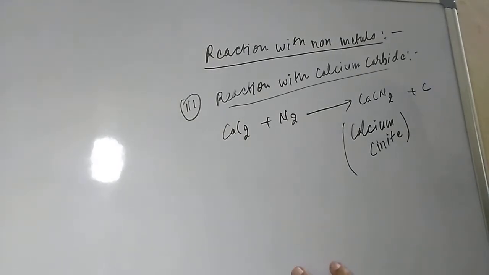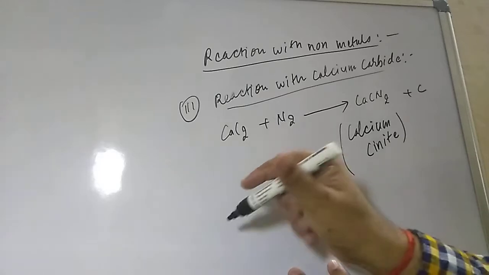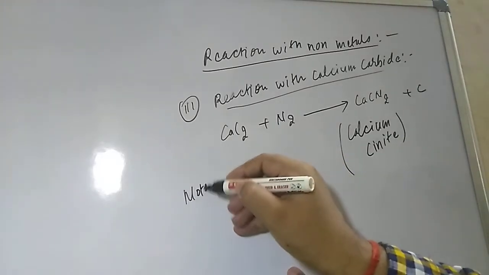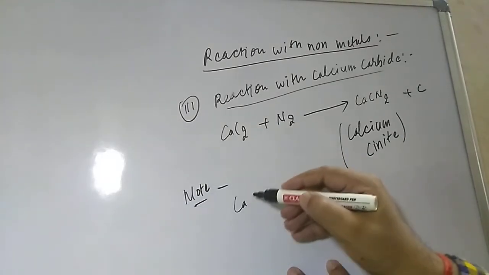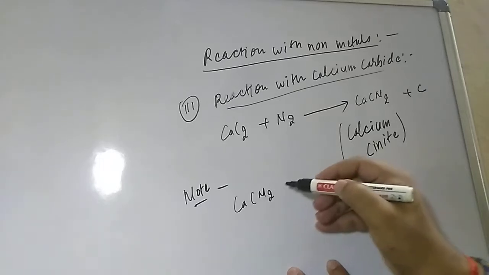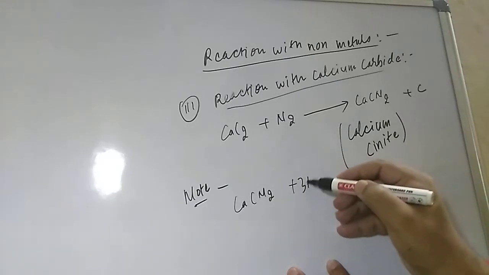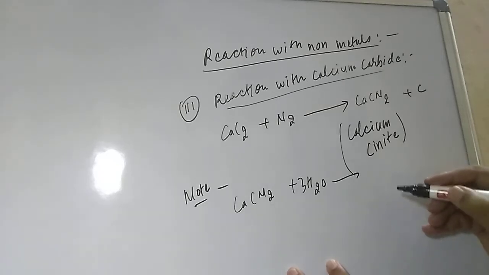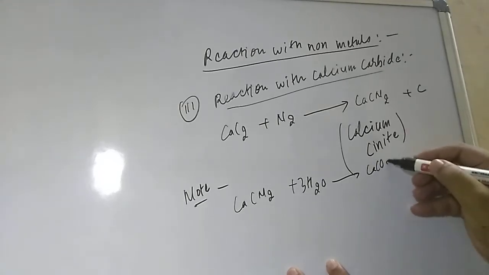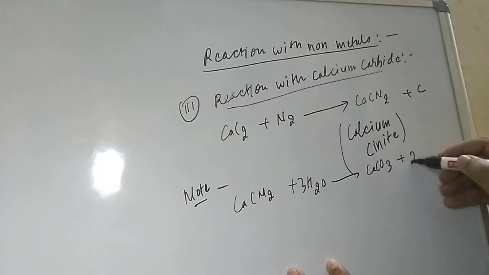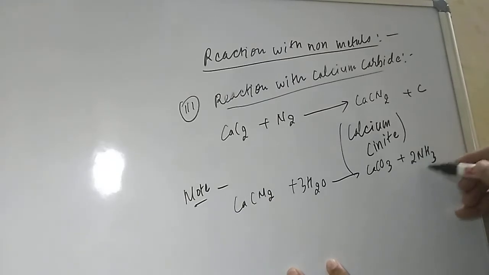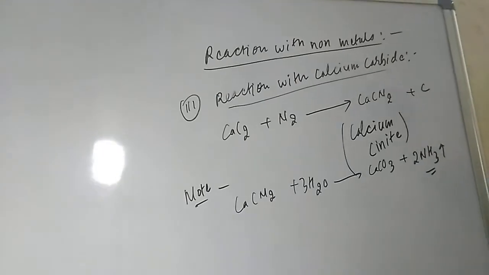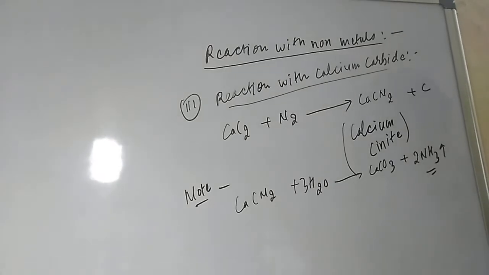And what is the use of calcium cyanamide? Here is one note. This is an important compound. If CaCN2 reacts with water, it gives calcium carbonate and ammonia: CaCO3 plus 2 ammonia. So it is also used in the preparation of ammonia. So these were the chemical properties of dinitrogen.